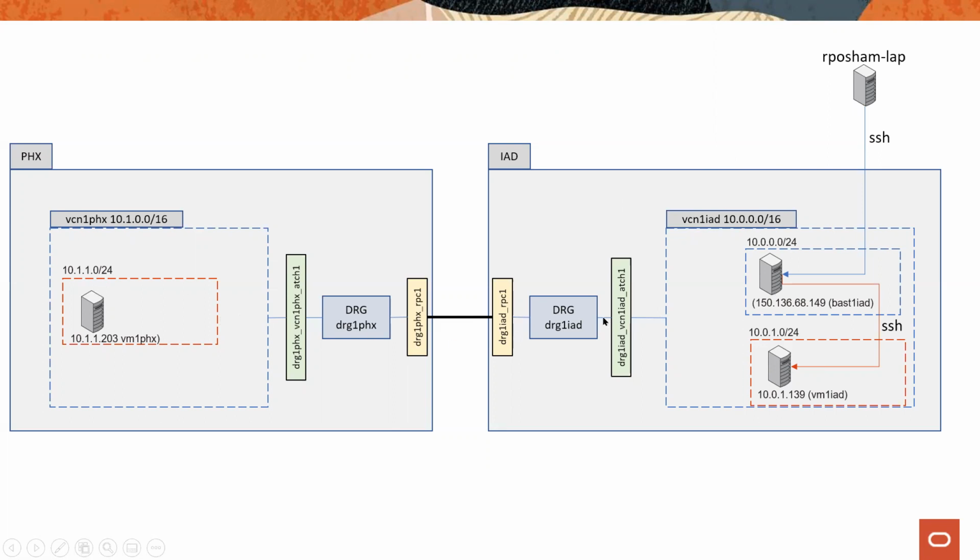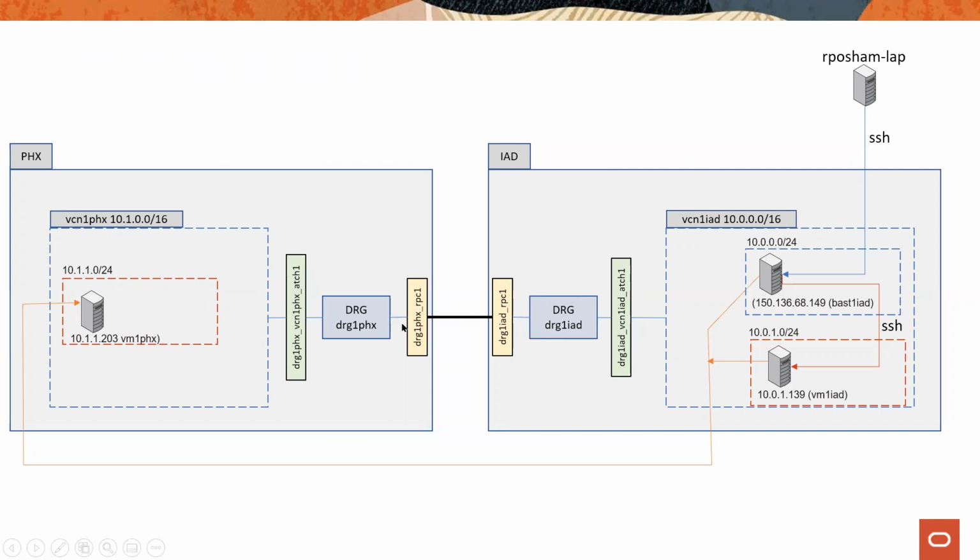So that's my goal: I should be able to connect to this VM or this subnet from here, and to all the resources that are created in this subnet from this side. Now, to do that, there are a bunch of steps. Number one is we need to create what's called a DRG, Dynamic Routing Gateway, in each of the regions. This routing gateway needs to be attached to the VCN here, and this DRG has to be connected to this VCN.